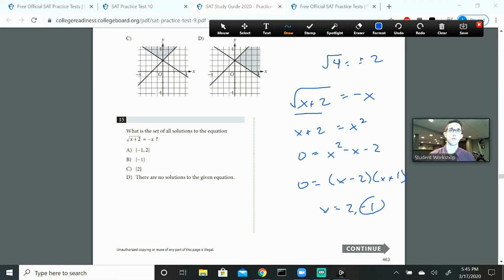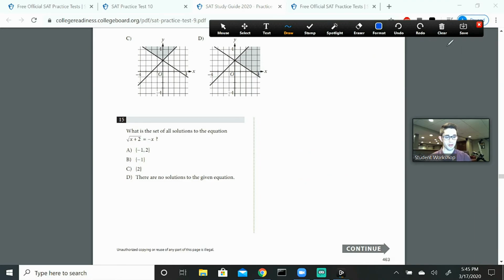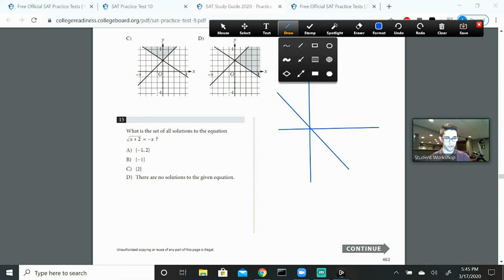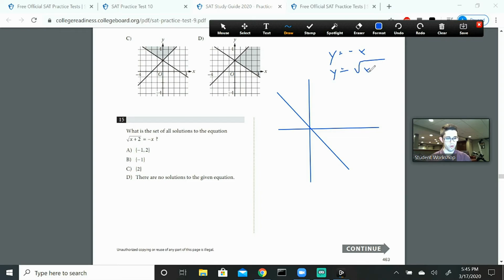And I think the best way to think about this is graphically. If we were to plot both of these functions, y equals negative x and y equals the square root of x plus 2, and solve for their intersection points, the square root of x plus 2 just looks like that. It does not have this secondary piece below it, which is where we're getting that x equals 2. We would just get negative 1.